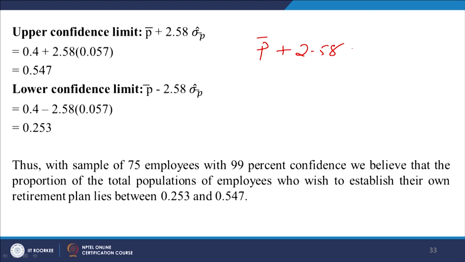So, that is equal to 0.057, right. P was 0.4. So, let us replace this with it. So, the upper limit is coming to 0.547 and the lower limit is coming to 0.253. And if you see what it is saying, thus with a sample of 75 employees with 99% confidence, we believe the proportion of the total population of employees who wish to establish their own retirement plan lies between these two values. So, if you go back, what was it saying?